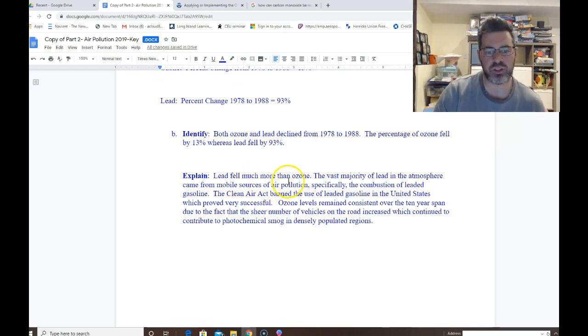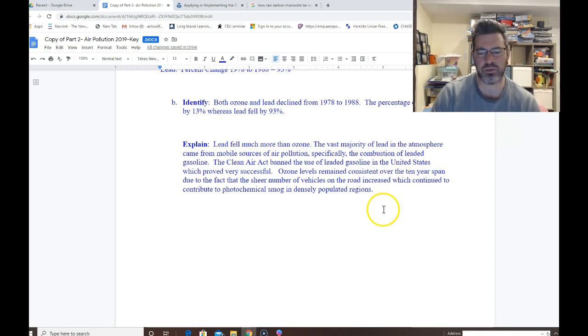So lead fell much more than ozone. The vast majority of lead in the atmosphere came from mobile sources of air pollution, specifically the combustion of leaded gasoline. The Clean Air Act banned the use of leaded gasoline in the United States, which proved very successful. Ozone levels remained consistent over the 10-year span due to the fact that the sheer number of vehicles on the road increased, which continued to contribute to photochemical smog in densely populated regions.